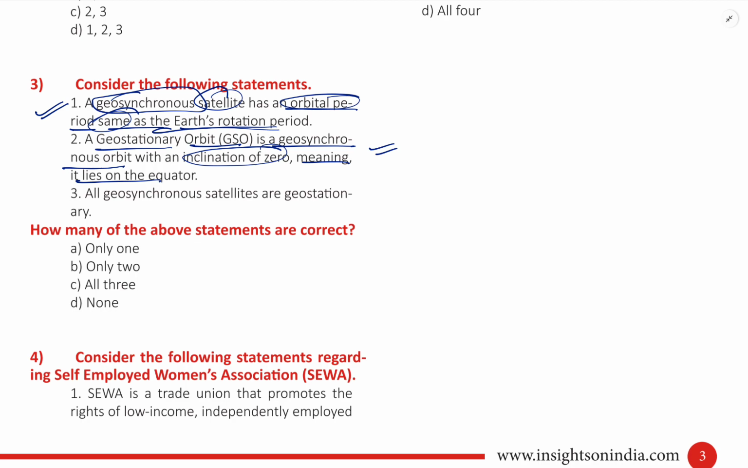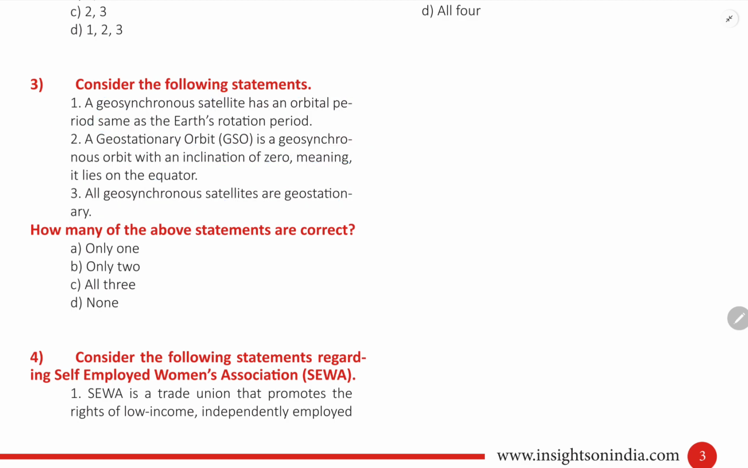The next statement is: all the geosynchronous satellites are geostationary satellites. Now this statement is incorrect, because all geostationary satellites are geosynchronous satellites but not vice versa. That is, all the geostationary satellites could be geosynchronous, but not the vice versa. So hence statements 1 and 2 are correct, so B is the correct option.